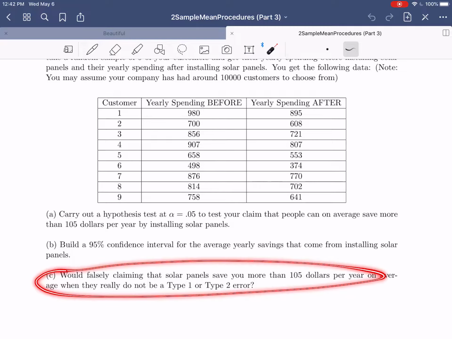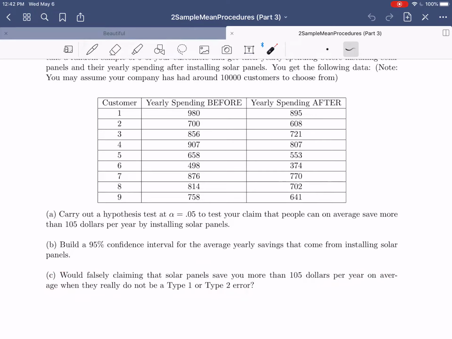And then we're going to do a little bit of error analysis. We're going to try to determine: would falsely claiming that solar panels save you more than $105 per year on average, when they really do not, be a type 1 or type 2 error? Remember, in the previous video, we did an example of looking at the type 1 and type 2 errors and just saying what they would mean. That's the pretty standard direction. This is sort of the reverse direction, where we're being told a particular type of error and then we have to identify whether it was type 1 or type 2.